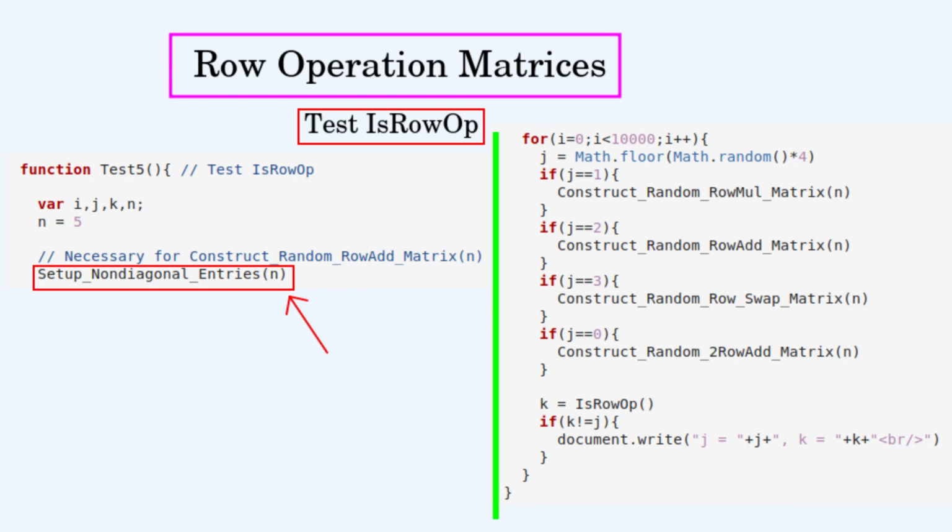And just another thing I need to mention is that it is necessary to call this function called setup non-diagonal entries before calling the construct random row add matrix function. Otherwise this function won't work. I didn't want to include it inside the function, otherwise it would slow this function down. I decided to show this to you inside this testing function.